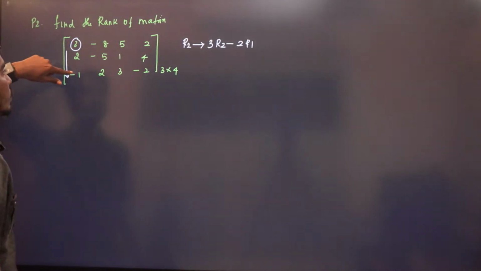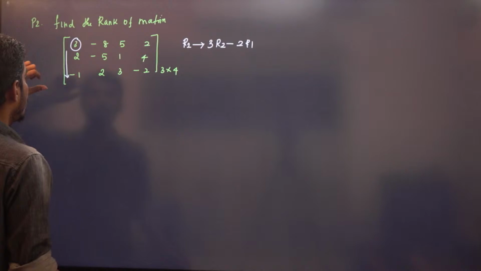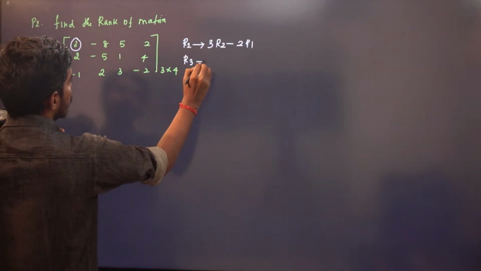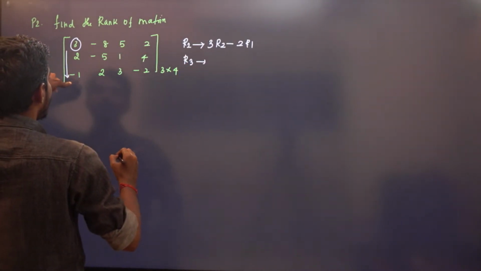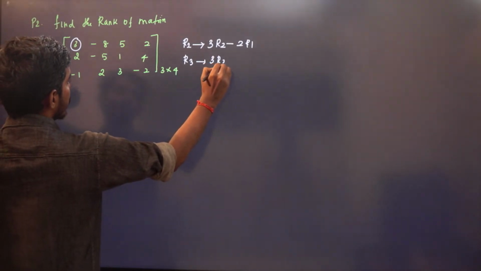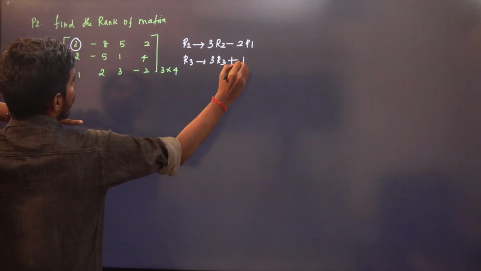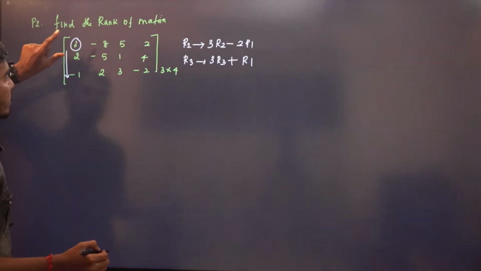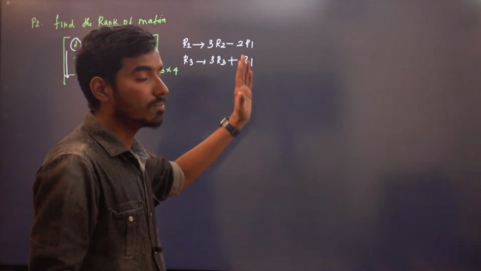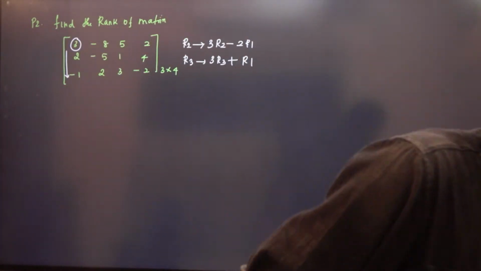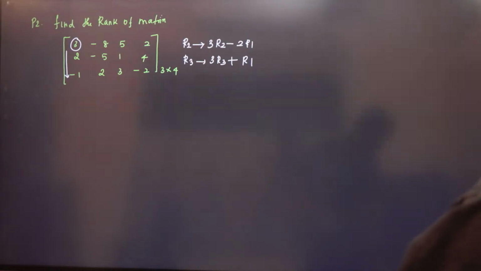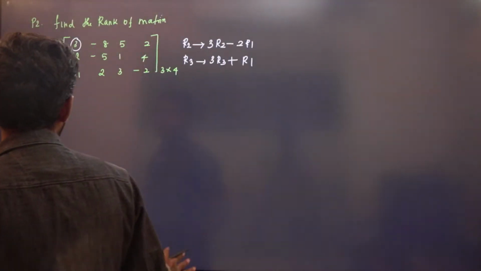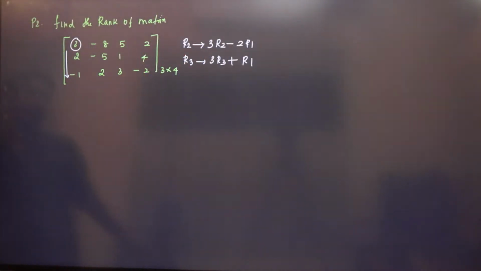You have to make these two elements 0 with the help of this element only. Now R3: here we have 1, here we have 3. So multiply 3 here, so 3 times R3, and then we add R1, because here we already have minus 3 and plus 3. You just add. This is the procedure. You always make this operation: R2 equal to some alpha times R2 minus some beta times R1. When I make these two operations, these two elements will be 0.